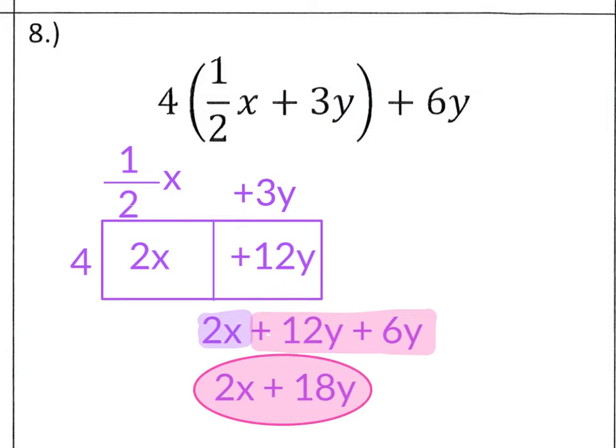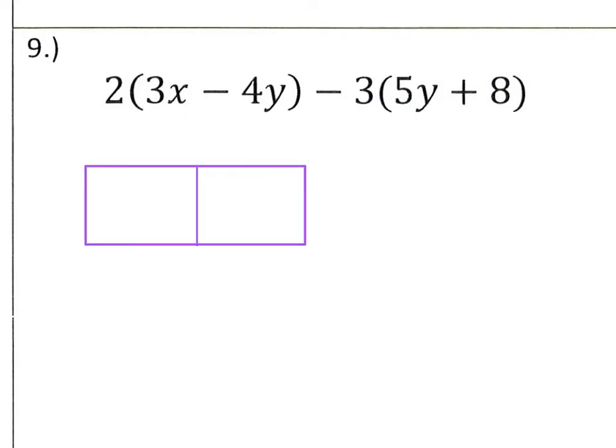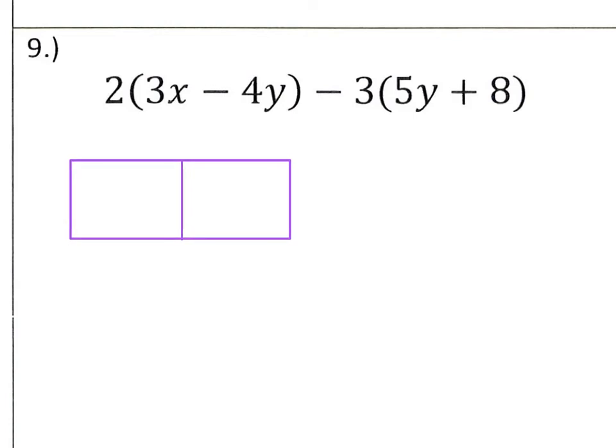So you want to put a circle around that. Remember, you don't have to highlight it. I'm just kind of drawing your attention to it. That's my answer there. Okay, number 9 here, we have a 2 being multiplied by 3x minus 4y, so that needs an area model. But then when I look next to it, I also am seeing another area model I'm going to need here. So I'm going to need to multiply a negative 3 times 5y plus 8.